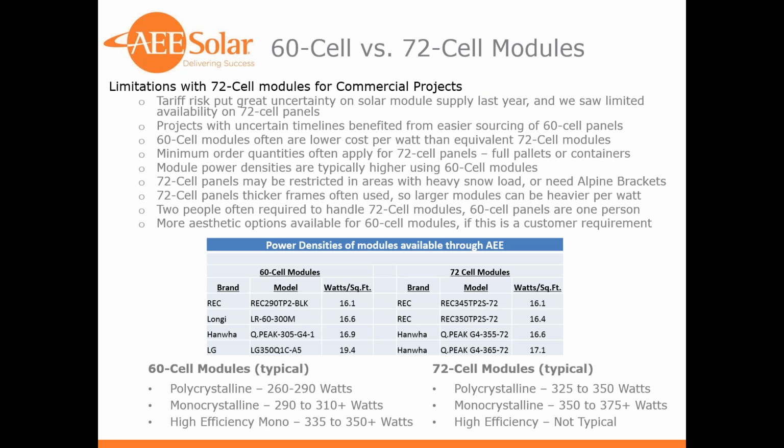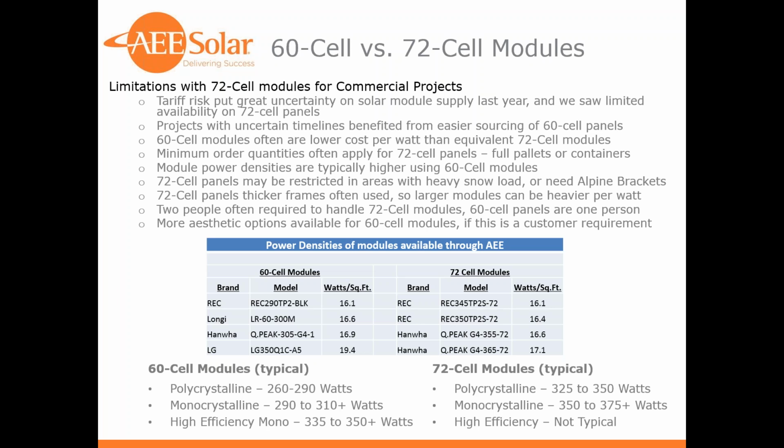Oftentimes we also see that since they are stocked modules, 60-cell modules often have a lower cost per watt than the equivalent 72-cell modules. Minimum order quantities often are applied for these orders, either in full pallets or container quantities, and they're really only suited with those types of considerations in mind for the larger projects. For a medium or smaller commercial installation, the 60-cell modules definitely have a cost advantage there and a delivery advantage.